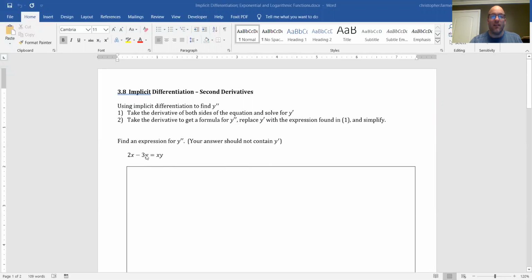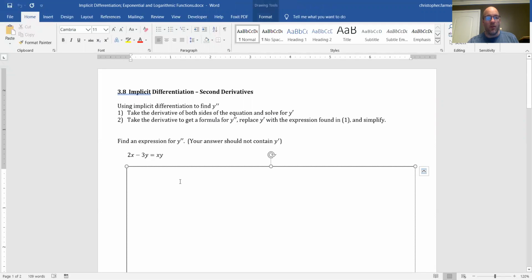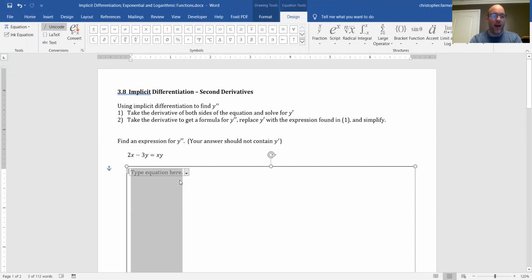All right, so taking a look at the example here, we're working with 2x minus 3y is equal to xy. So going through and trying to take the derivative of both sides, derivative of 2x, not a big deal, that's just 2. When we're taking the derivative of negative 3y, the negative 3 is a constant coefficient that stays put. This is not the chain rule because it's just a coefficient times y. So this is just going to be y prime. And then on the other side, we have to make sure that we're using the product rule. So the derivative of x is 1 that we multiply times y, and then we add on the derivative of y, which is just y prime, that we multiply times x. Okay, so that's our first step.